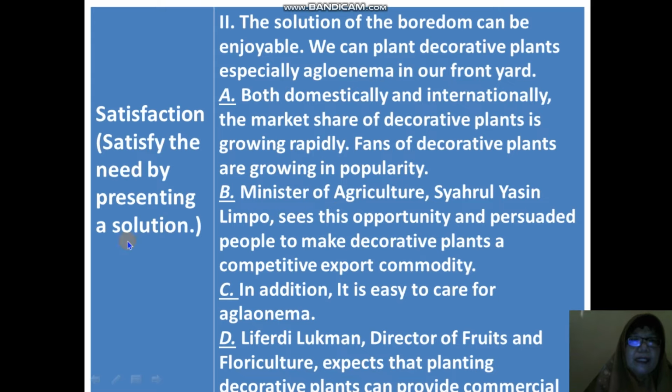And the next element, we have satisfaction. In this case, we try to satisfy the need by presenting a solution. The solution of the boredom can be enjoyable. We can plant decorative plants, especially aglonema, in our front yard. I have 4 supporting sentences of this main idea.